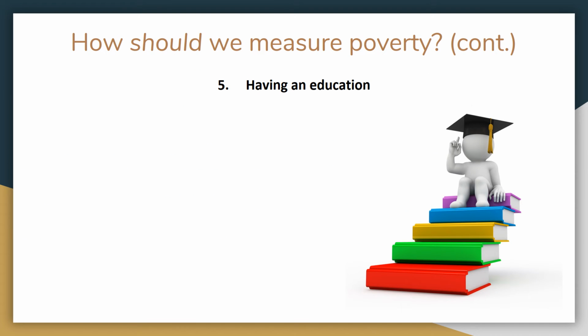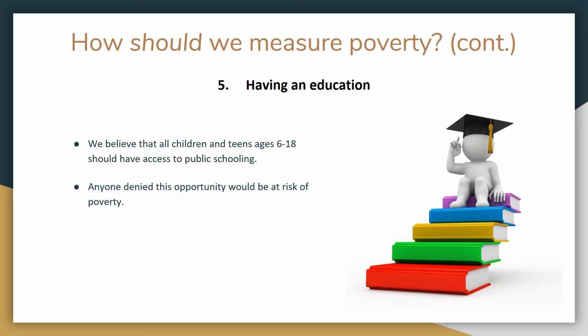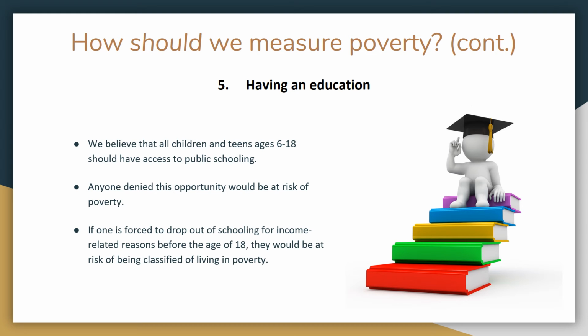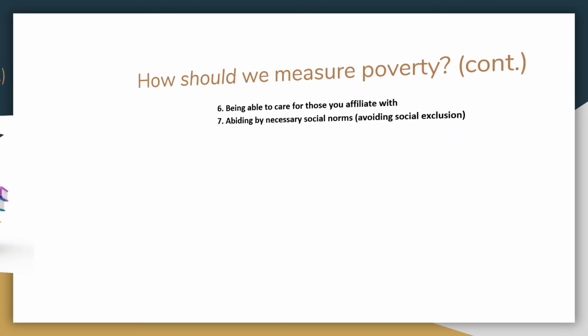Education will have to be measured differently than we measured capabilities 1 through 4. First, we believe that all children and teens ages 6 to 18 should have access to public schooling, and anyone denied this opportunity would be at risk of poverty. If anyone is forced to drop out of schooling for income-related reasons before the age of 18, they would be at risk of being classified as living in poverty. This system is already present in the United States and should be continued. We would keep track of the dropout rate to measure this part of poverty.